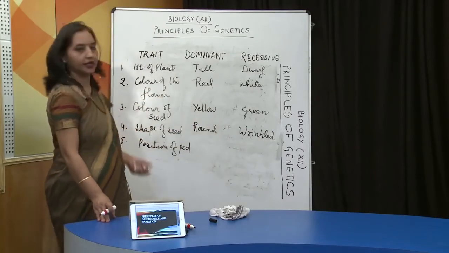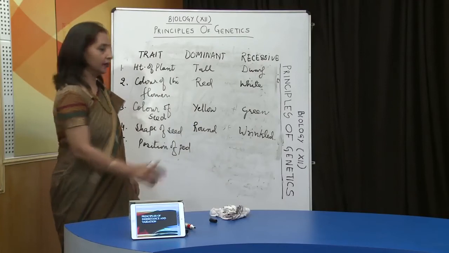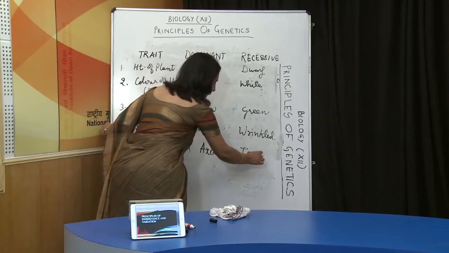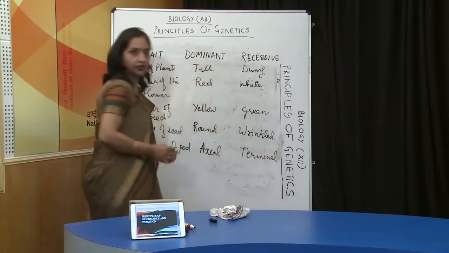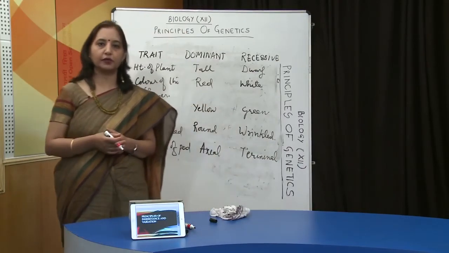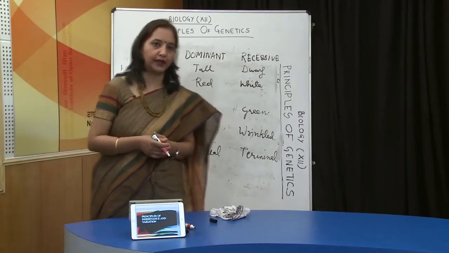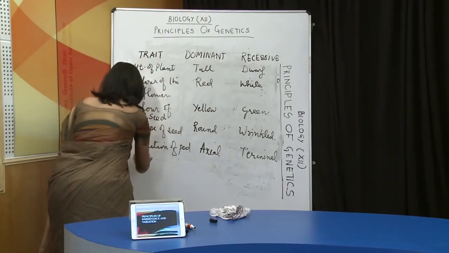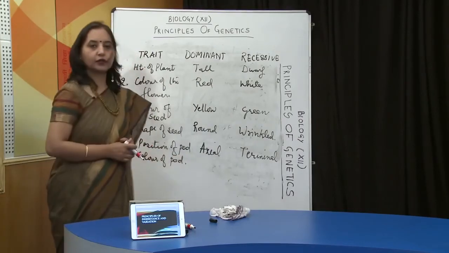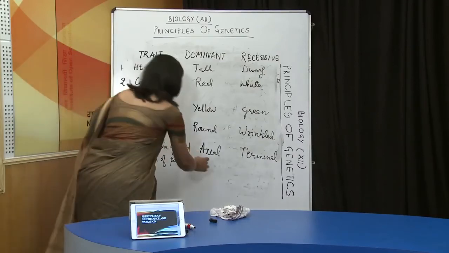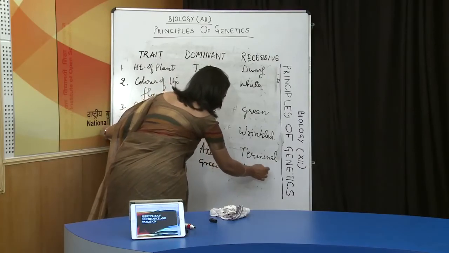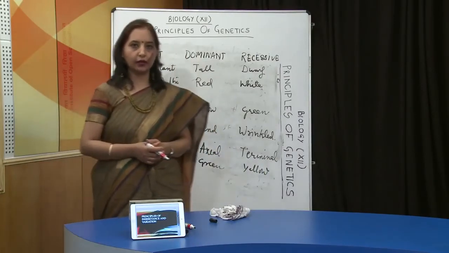So position of pod was another trait that Mendel studied, and axial condition was dominating over terminal condition. Axial condition means when the pod is in the axis of the leaf, and terminal condition means when it is found at the tip of the plant. Next character was color of pod, and green color was dominating over yellow color.